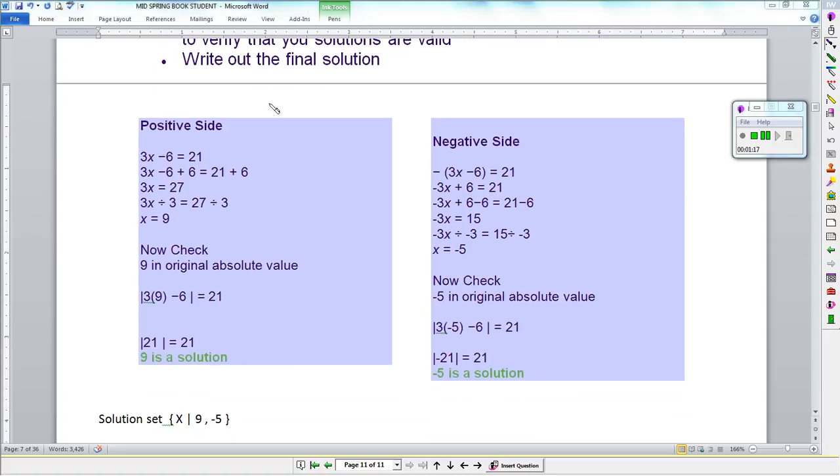So here again, we try to solve the absolute value equation of 3x minus 6 equals 21. So the first step we are going to do is rewrite the absolute value equation into two equations. One is positive and one is negative. So how can we do that? I just put the negative sign in front of the expression 3x minus 6.